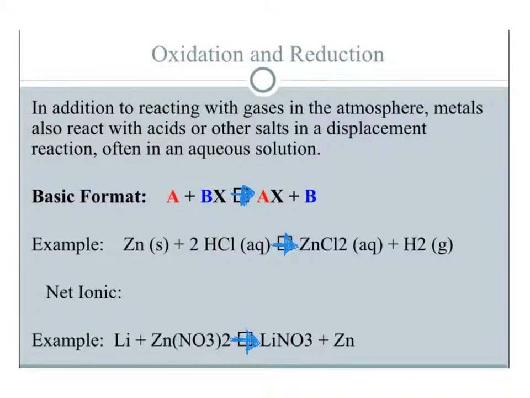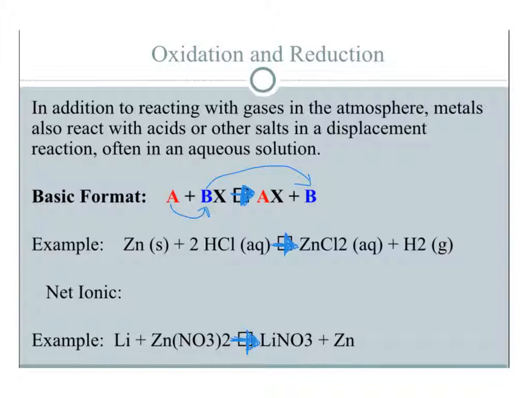In addition to reacting with gases in the atmosphere, metals also react with acids or other salts in a displacement reaction, often in an aqueous solution. So this is a single replacement reaction. You're all familiar with this. A pushes B out, B gets pushed to the curb. But that's only if A is more reactive than B. So in this case, we see zinc pushes out HCl, forming ZnCl2 and H2 gas.